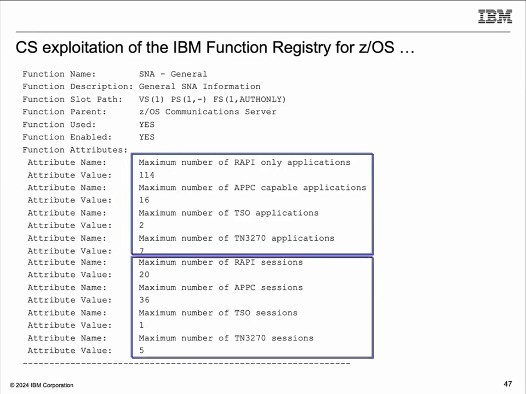And then a second block, which is the number of sessions, the number of RAPI sessions, APPC, and so forth. And this is a test system, so all these numbers are relatively modest. In some of our customer systems, I think you may see some pretty big numbers here. I encourage you to take a look at it. If anybody wants to pass that along to me, I will anonymize it, but I'll be very curious about the kind of numbers you see.